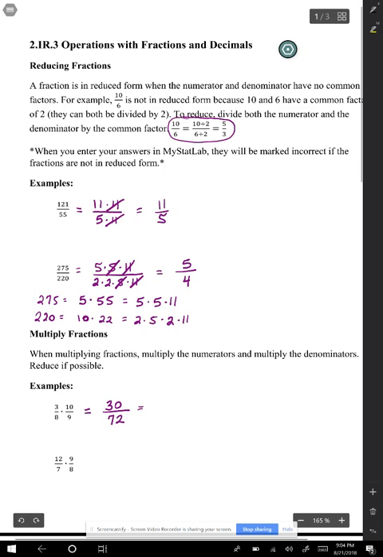So with 30, I can think of that as 3 times 10, but then 10 can be broken down into 2 times 5. So I could write this as 3 times 2 times 5. And then I'm going to do the same thing with 72. So for 72, I could do 8 times 9. And then 8 can be broken down into 2 times 4. And 9 can be broken down into 3 times 3. And then 4 can again be broken down into 2 times 2. So we end up with 2 times 2 times 2 times 3 times 3.